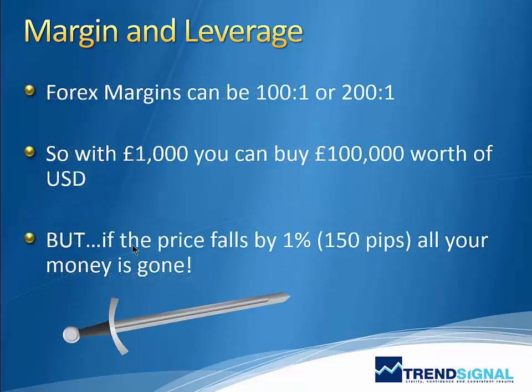So let's just consider foreign exchange. There's my double-edged sword at the bottom there. Forex margins can often be 100-to-1 or 200-to-1. So what does that mean? It means that with £1,000, you can buy £100,000 worth of US dollars.